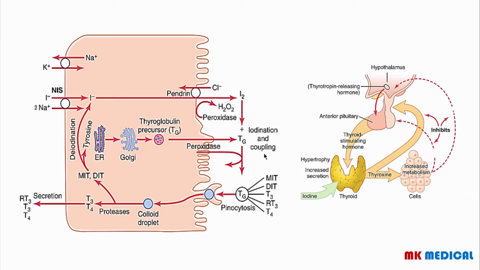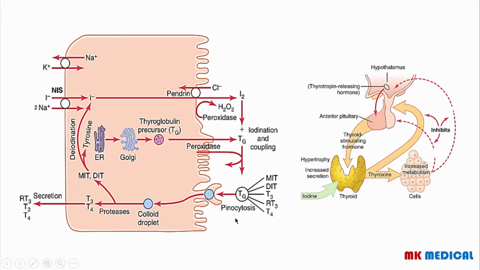So a mono plus a di gives you triiodothyronine, which is T3. A di and a di gives you tetraiodothyronine or thyroxine, which is T4. Then a di and a mono gives you reverse T3. So that's how you have T3, reverse T3, and T4.